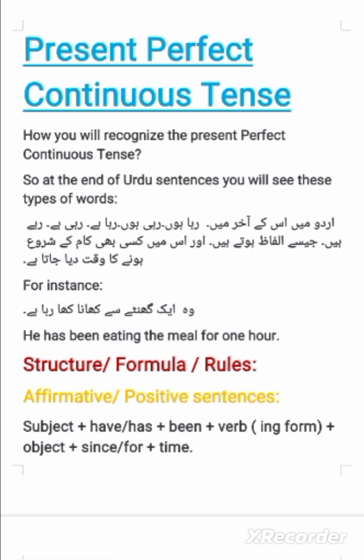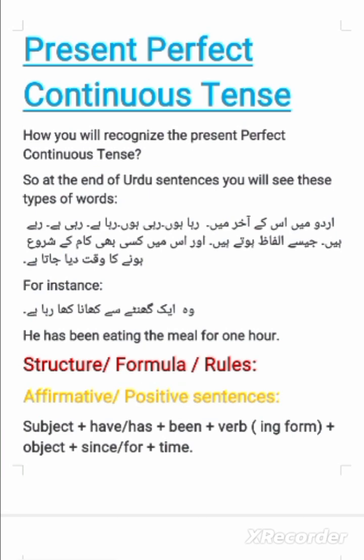Okay, इन टेंसेज में किसी भी काम के शुरू होने का वक्त दिया जाता है, राइट? तो इसमें वक्त दिया गया होगा, राइट? So it means the time will be given. Alright, for instance, वो 1 घंटे से खाना खा रहा है. He has been eating the meal for 1 hour.